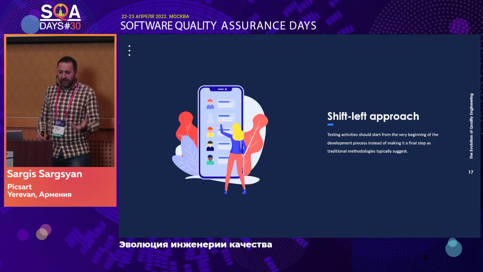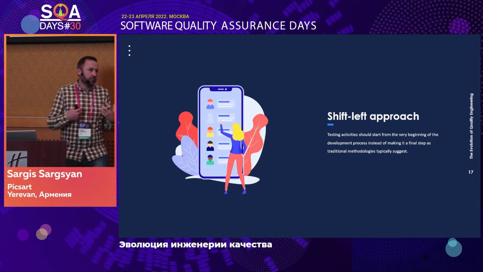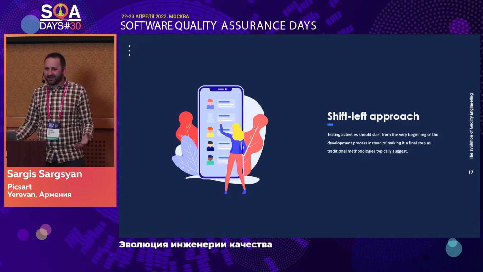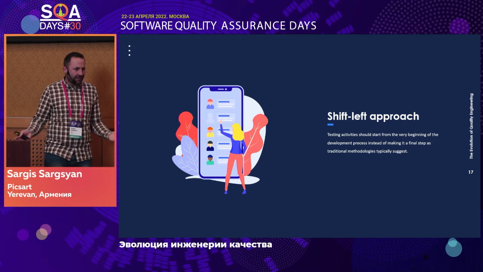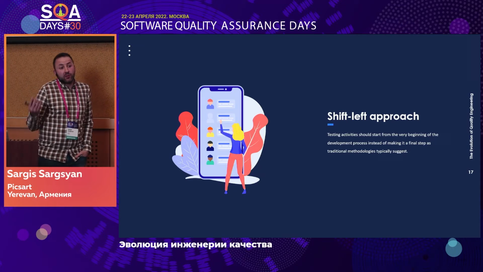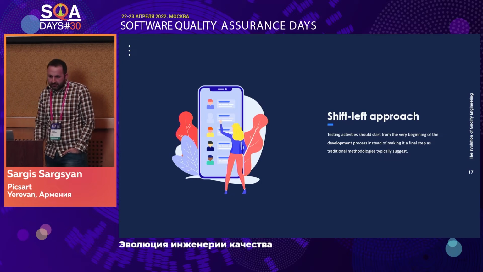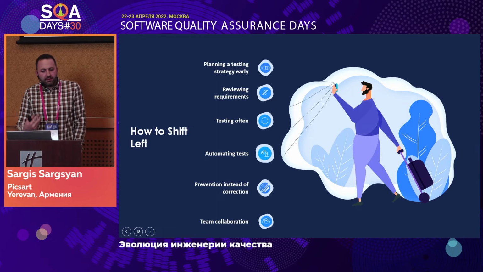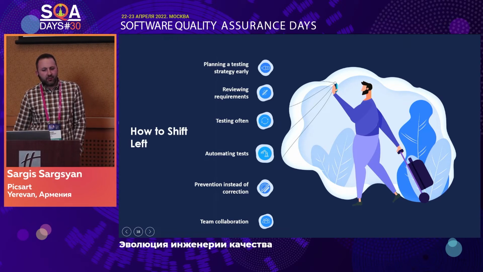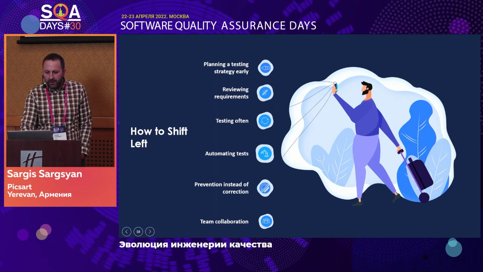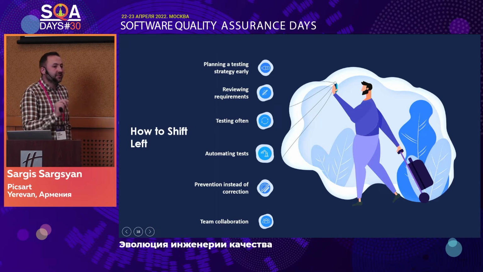So the main goal of our role in the team is leveraging the risk. Because we cannot get to the ideal state, we cannot get to the zero bug stage, etc. This is kind of psychological stuff. But in any case, we can take some steps to reduce the risk. So basically, when we say shift left, I mean that during the planning, we are reviewing the testing strategy in early stages. We review the requirement. We do the testing often.